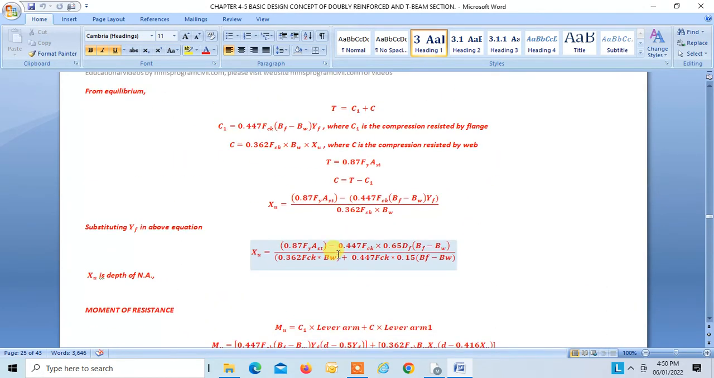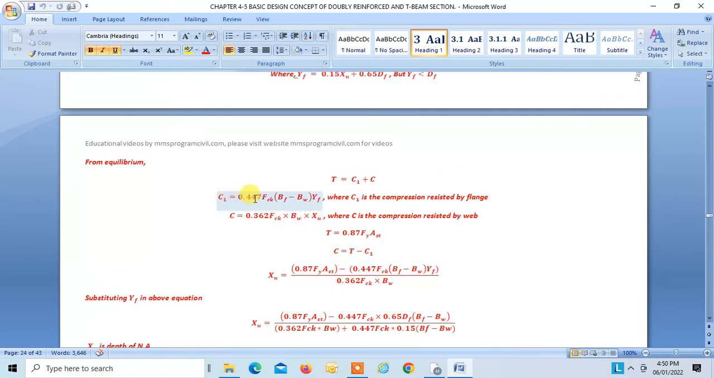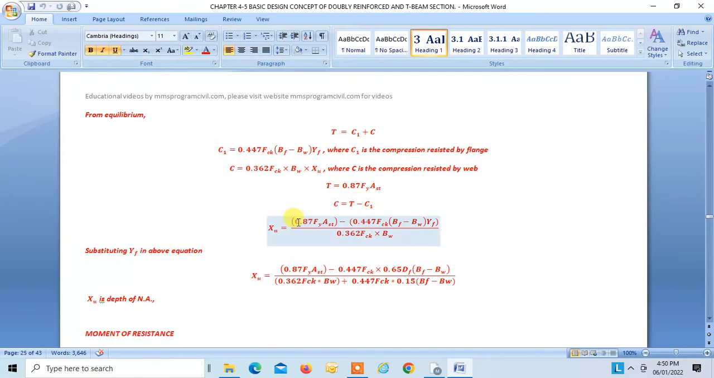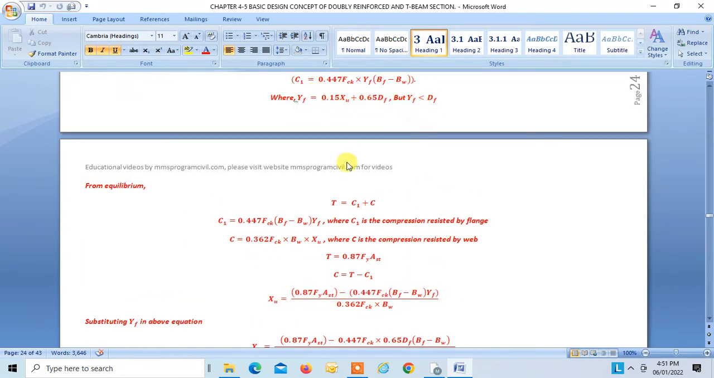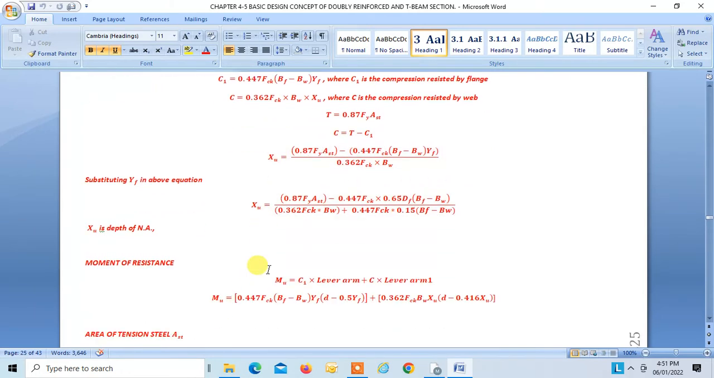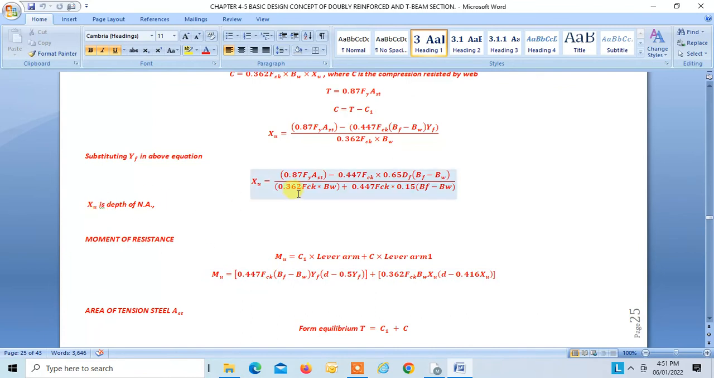So that is what is written over here. C1 is 0.447 FCK into BF minus BW into YF. C is 0.362 FCK BW into XU. T is 0.87 FY into AST. We know T is equal to C1 plus C. So C is equal to T minus C1. You can find XU, or you can replace YF by this value, okay, and you can get a new equation like this, right? Okay, so that is the depth of the neutral axis.